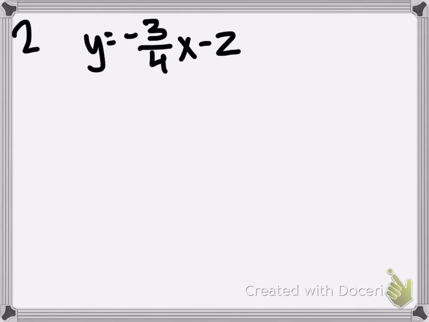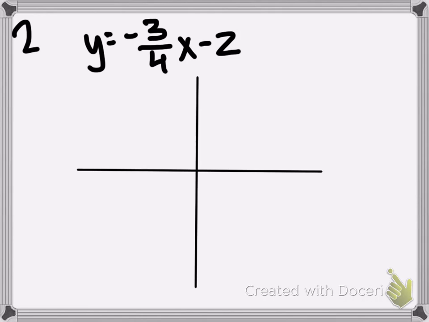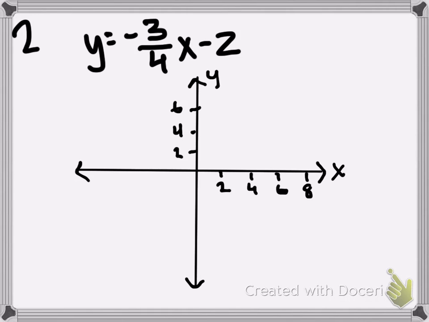Number 2, you are given an equation, y equals negative 3/4 x minus 2. And you are expected to graph it on the grid that is provided for you. So I'm going to go ahead and do a rough sketch of the coordinate grid that you have. And this was all labeled for you. And it looks something like this. Mine's not exactly perfect, but I think you get the point here. You can fast forward through this if you need to.